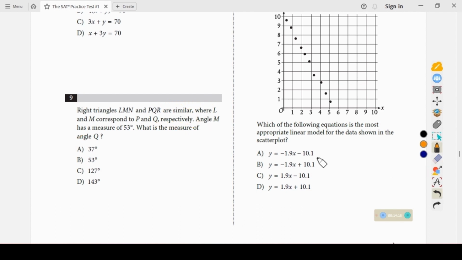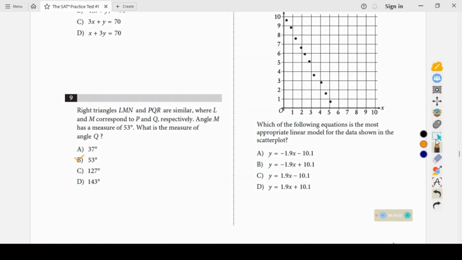we have right triangles LMN and PQR that are similar, where L and M correspond to P and Q respectively. Angle M has a measure of 53 degrees. What is the measure of angle Q? Where L corresponds to P and M corresponds to Q. Since angle M has a measure of 53 degrees, angle Q also has the same measure, that is 53 degrees.